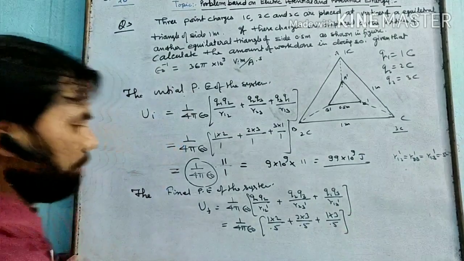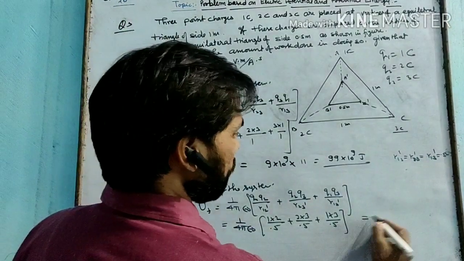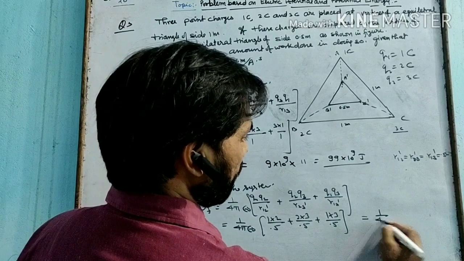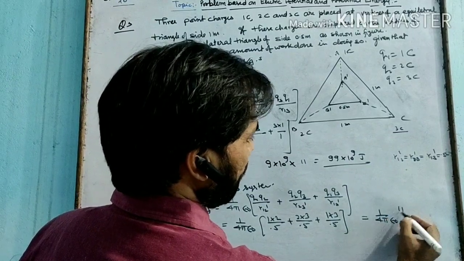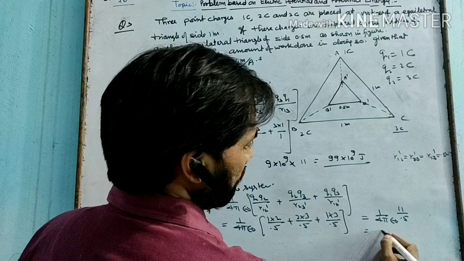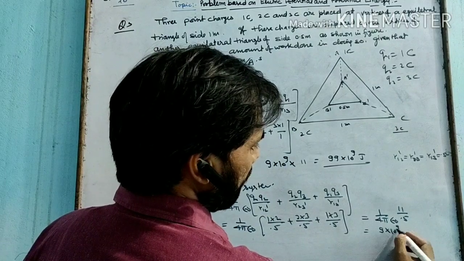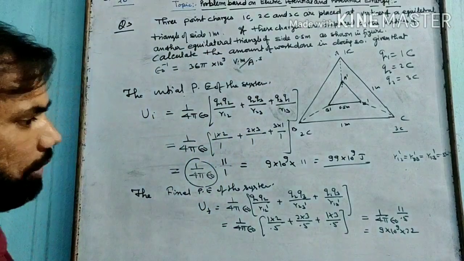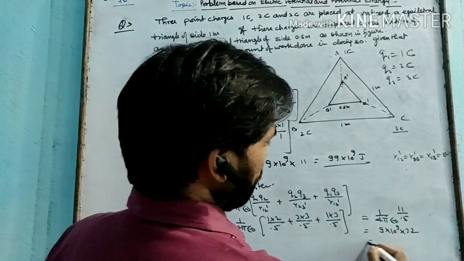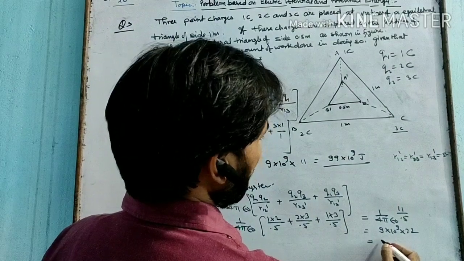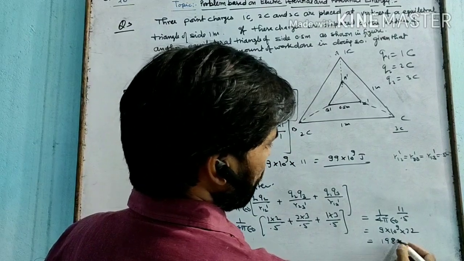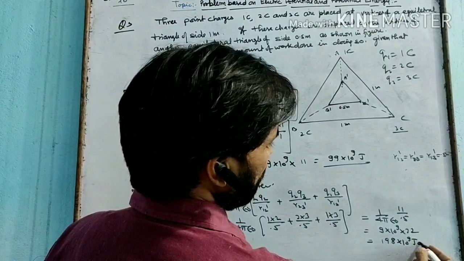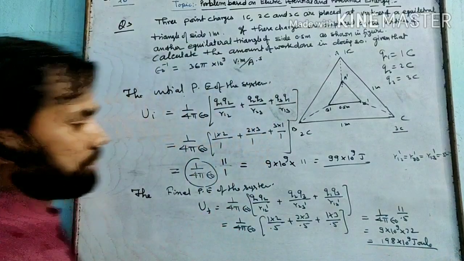So we have in all 1 upon 4 pi epsilon 0 into 11 upon 0.5, that is equal to 9 into 10 to the power 9 into 22. So we have this much, equal to 198 into 10 to the power 9 joule. Okay, this much of potential energy.